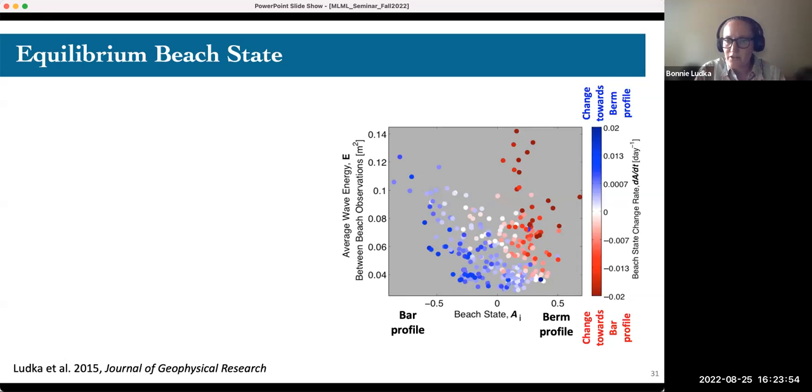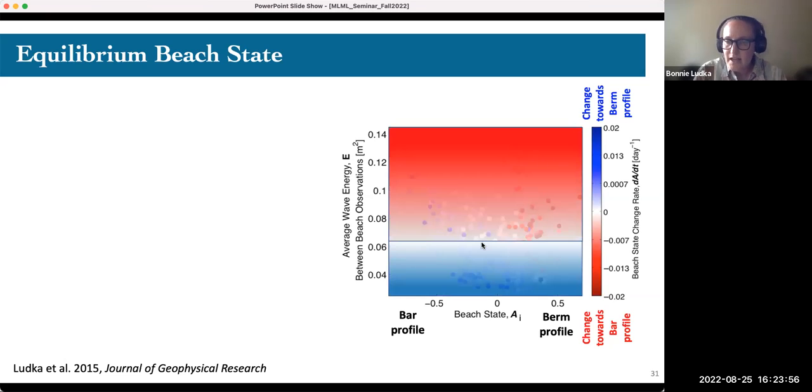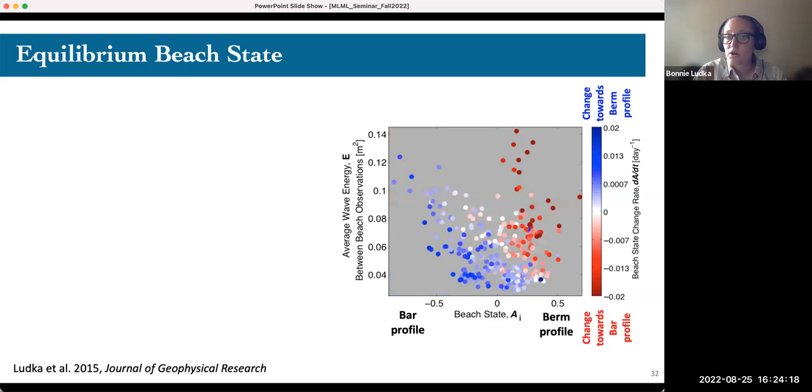So I would have thought that anytime you have wave energy that is large, so sort of the top of the graph, you would always see sand moving from the berm towards the bar, so a change toward a barred profile. And in calm waves, I would have expected the opposite. But in fact, that is not what we see here. Instead, what we see is something more consistent with the equilibrium hypothesis.